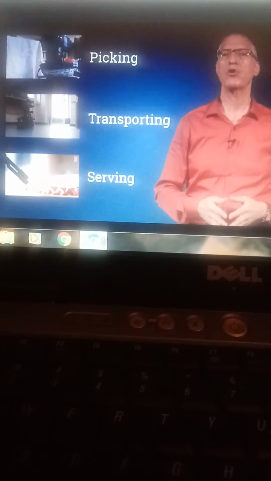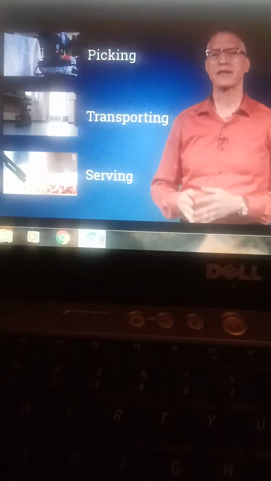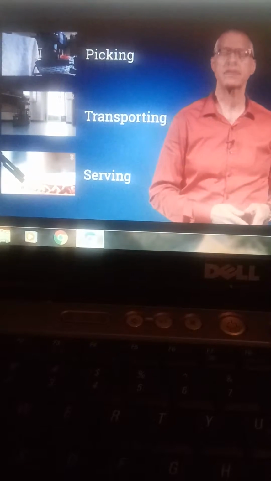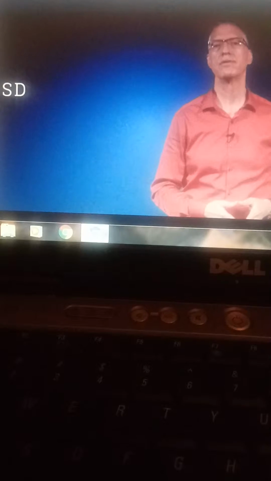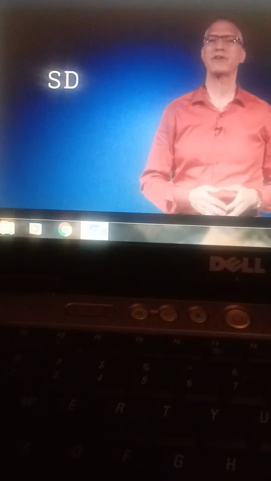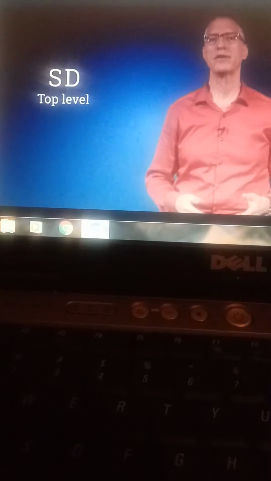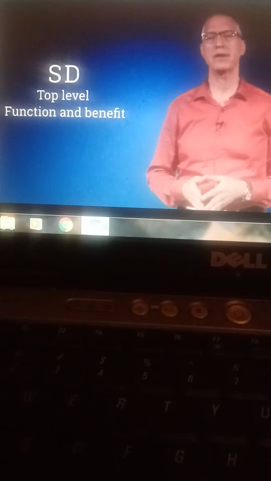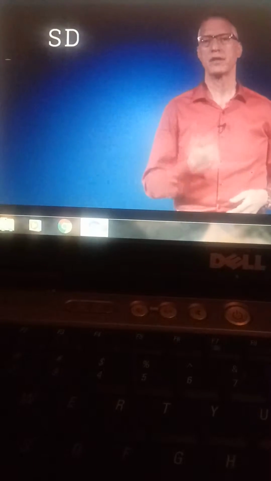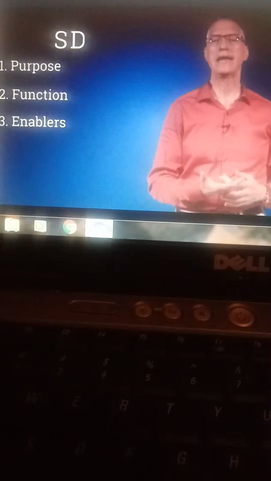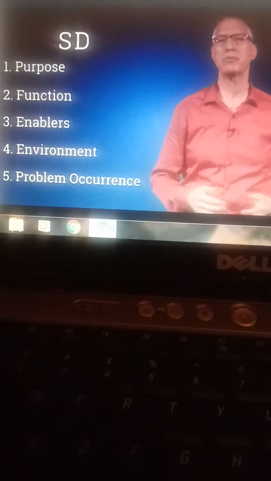In OPM, the overall description of the system is expressed in the first OPD we create, called the System Diagram, or SD for short. SD aims to provide all the stakeholders with a top-level, bird's-eye view of the system, focusing on its function and the benefit it delivers. It therefore must be simple and clear, with minimal technical details. SD has 5 components: purpose, function, enablers, environment, and problem occurrence.